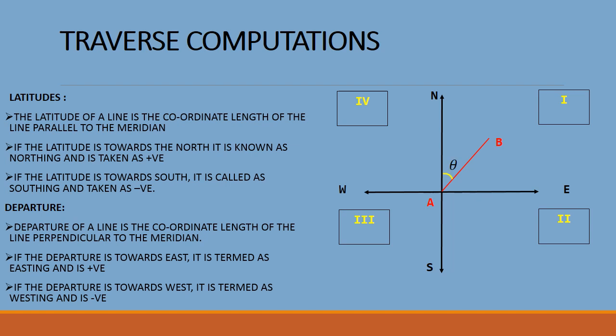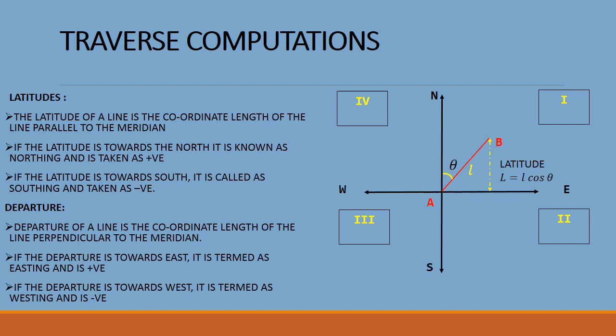Now what is our latitude? Latitude is the length of the line measured parallel to the meridian. Let us say the length of the line is l. Latitude is the distance of the line measured parallel to the meridian, that is the north-south direction. With the property of the triangle we can find that capital L, which denotes our latitude value, is given by small l cos theta.